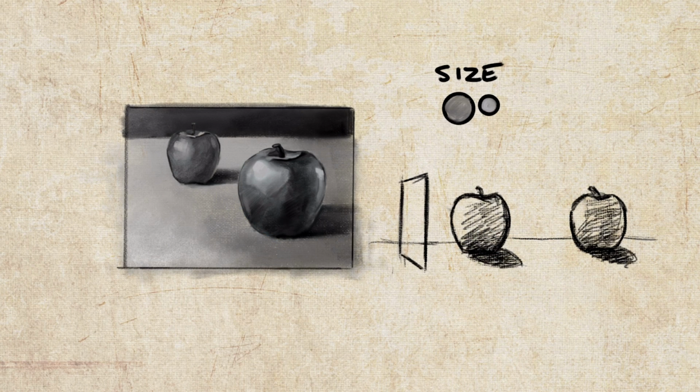Tool number four is size. It may seem obvious, of course, but we know that objects in the distance begin to get smaller the further they are away from us. Placing something small near something big automatically begins to give off that illusion.